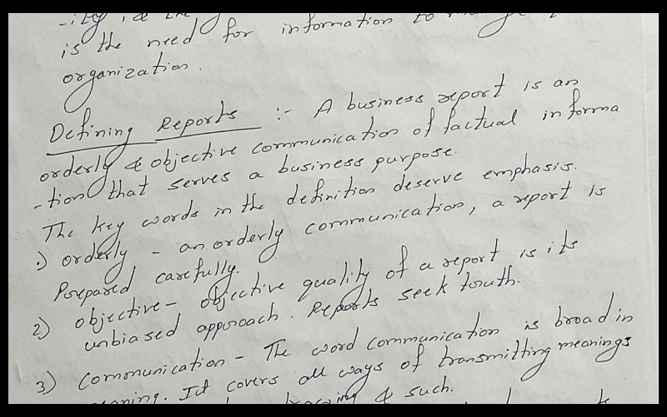Is it clear? So these are the four keywords used in the definition of the report. A business report is an orderly, objective communication of factual information. As I already told, the communication may be speaking, drawing, or any other way. Of factual information, that is, all the information should be based on the truths or the actual facts, records, or data. So that serves a business purpose.